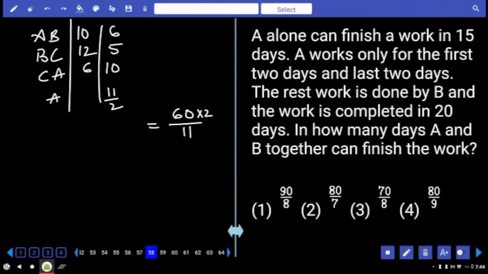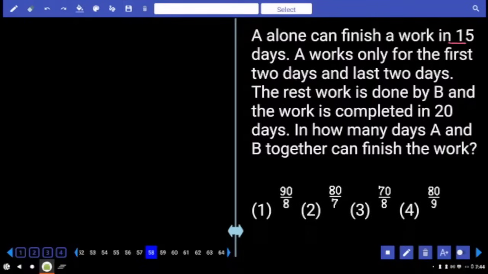A alone can finish a work in 15 days. A works only for the first 2 days and the last 2 days. The rest of the work is done by B and the work is completed in 20 days. In how many days can A and B together finish the work?